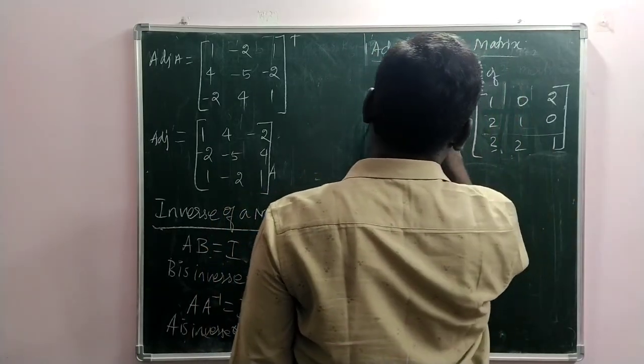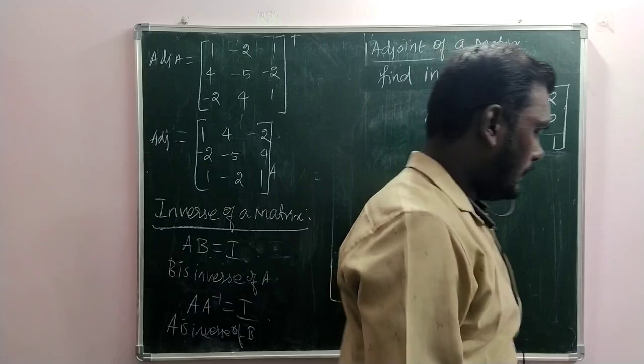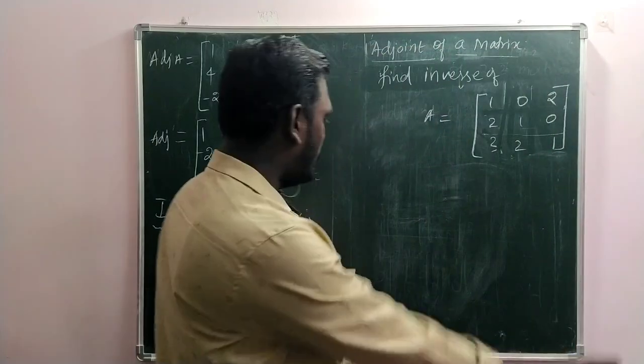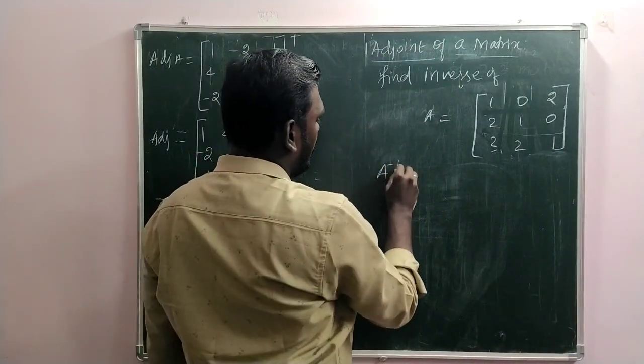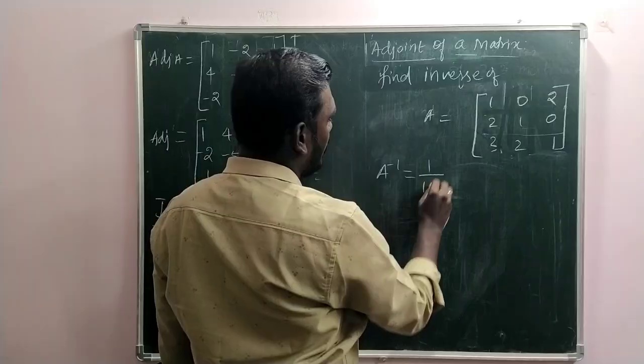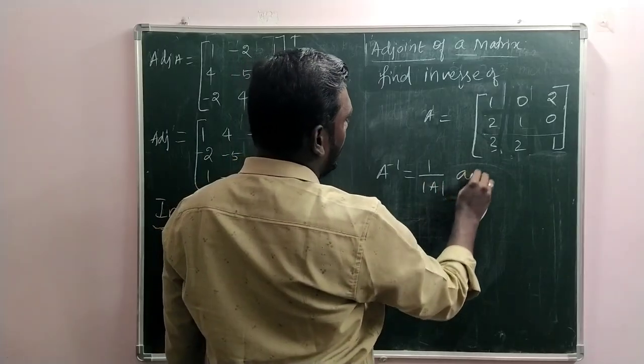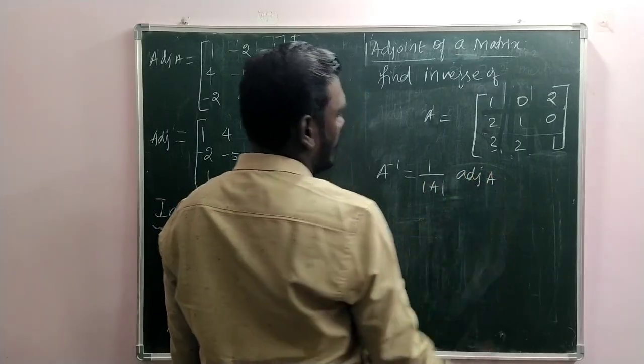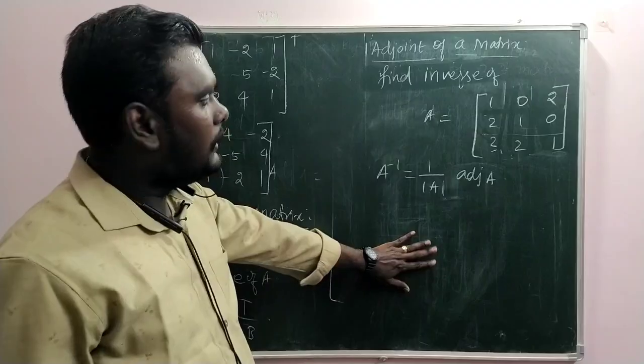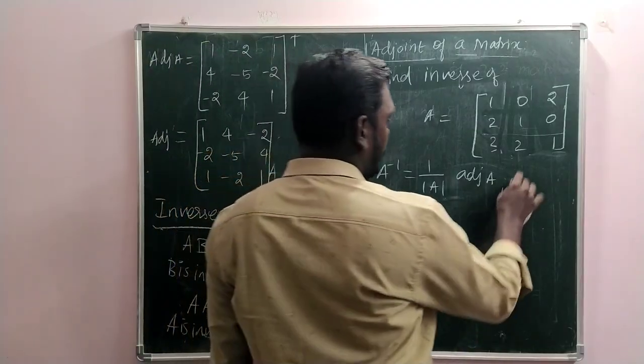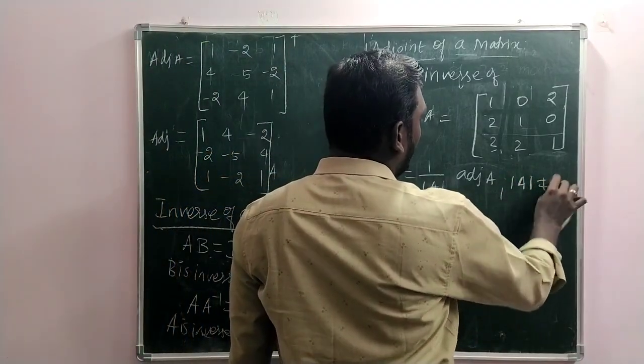Find the inverse of this matrix A, let us call it. The formula for the inverse is, for a matrix A, A inverse is 1 by determinant of A into adjoint of A. That is the formula, provided that the determinant of A must not be equal to 0.